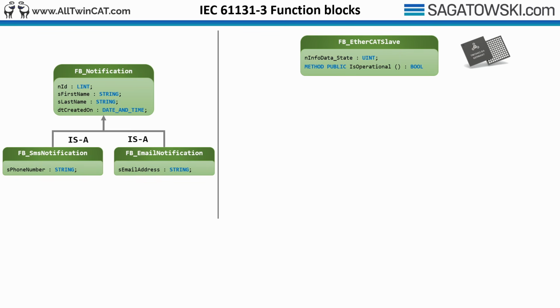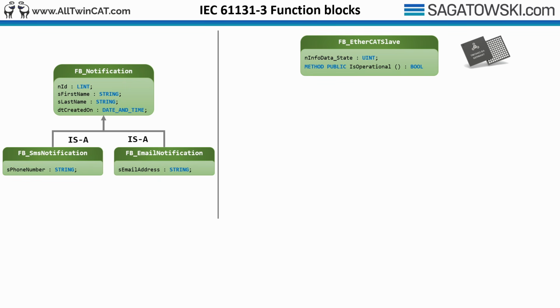Every EtherCAT slave will provide some basic diagnostics, which in this case is some info data which will provide whether the EtherCAT slave is operational. We can therefore provide a method isOperational which just provides a single boolean of whether the EtherCAT slave is operational or not.